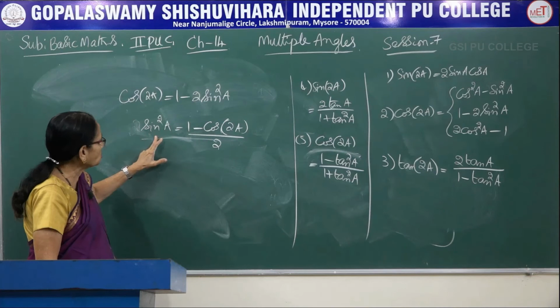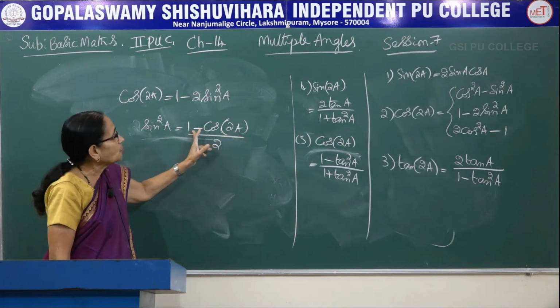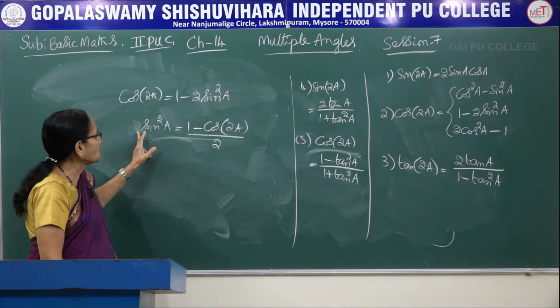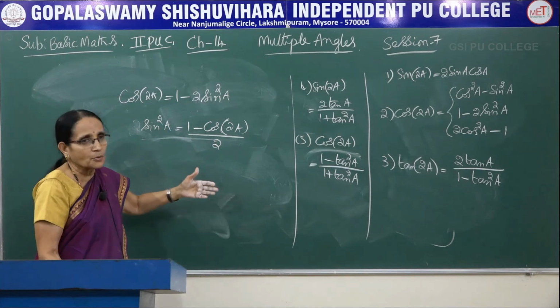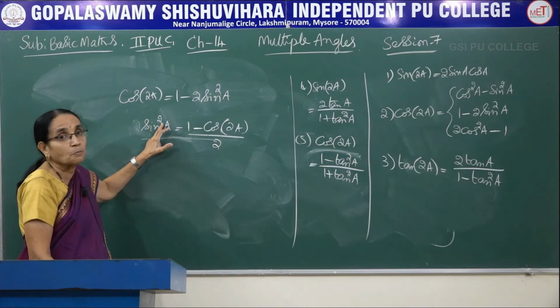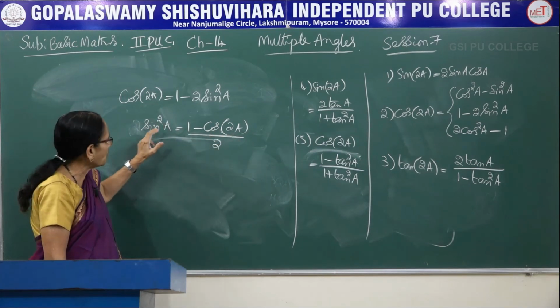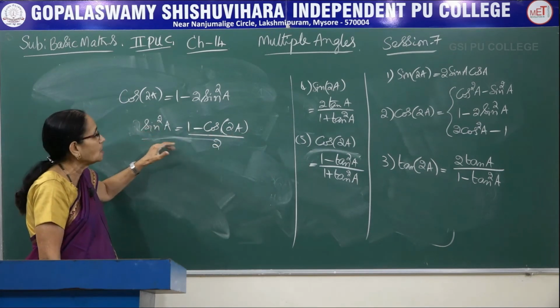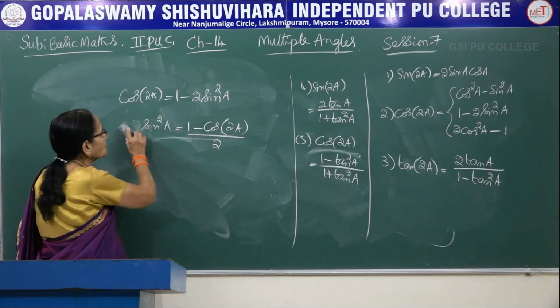Or if you write 2 sin square a, it could be written as 1 minus cos 2a. Or if 1 minus cos 2a is there, you can write it as 2 sin square a. So this is another way of writing. Here you observe we are having a power, and here we are having the multiple angle. So this power of sin square a could be expressed in terms of the multiple angle.